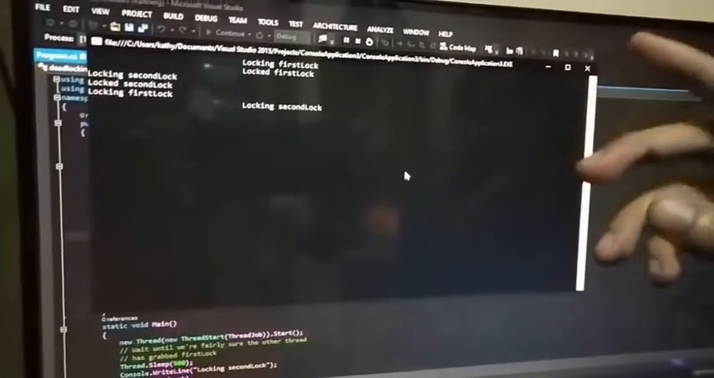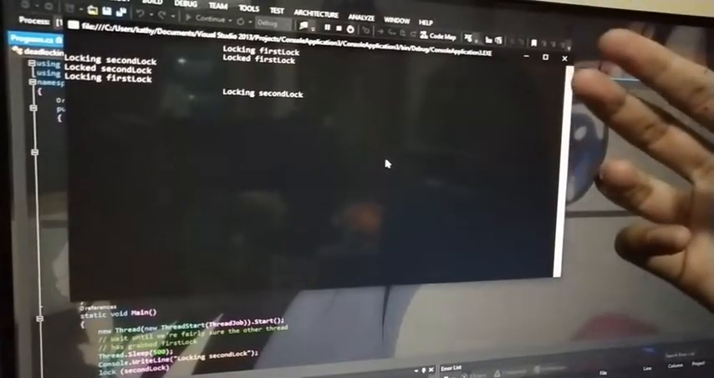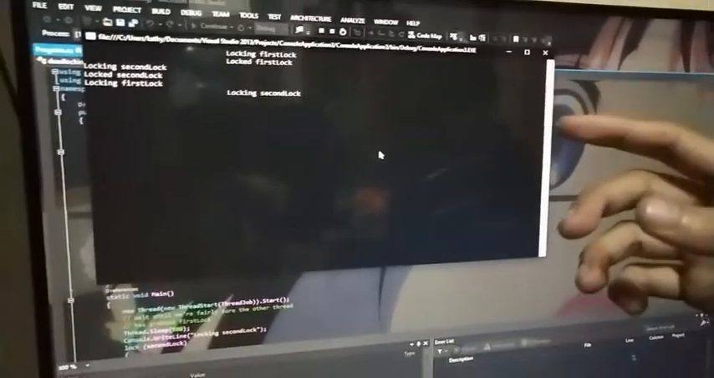Thread 1 acquires lock A, and then thread 2 acquires lock B. Thread 1 attempts to acquire lock B, but it is already held by thread 2, and thus thread 1 blocks until B is released. Thread 2 attempts to acquire lock A, but it is held by thread 1, and thus thread 2 blocks until A is released. At this point, both threads are blocked and will never wake up.